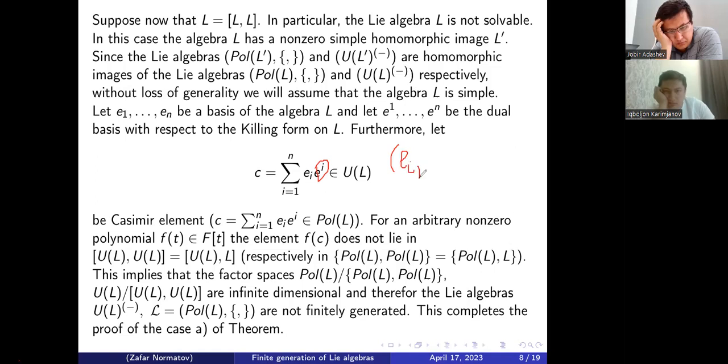E_i, E_j. Okay, here we have the Killing form. This is the Killing form. Yeah, but the Killing form is defined for two elements from the vector space, and you're saying that the second element is a linear map.